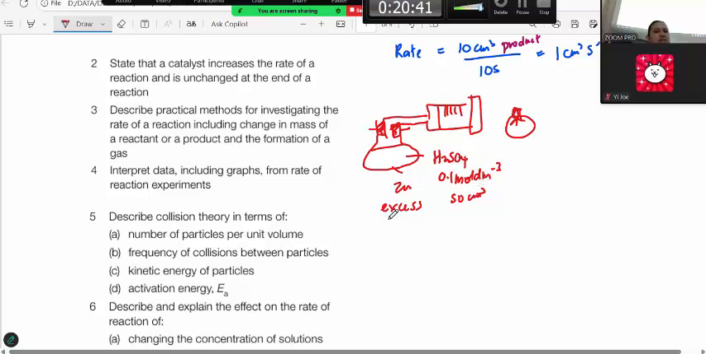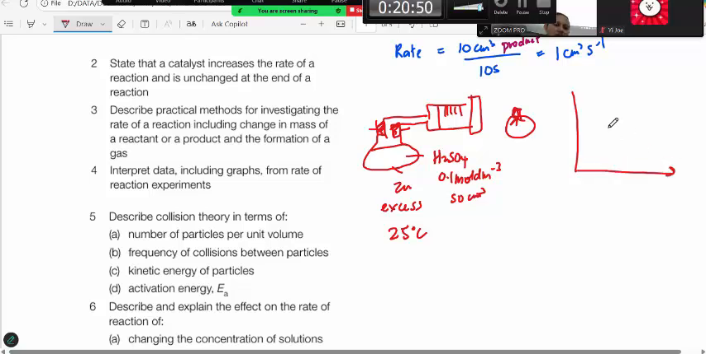Now this first experiment, I do it at 25 degrees Celsius. And my graph that I get, the volume of gas against time, the shape of the graph will definitely be like this. It will be the fastest at the start, then slower, slower, slower, and then stop. So this is at 25 degrees Celsius. I now repeat the experiment.